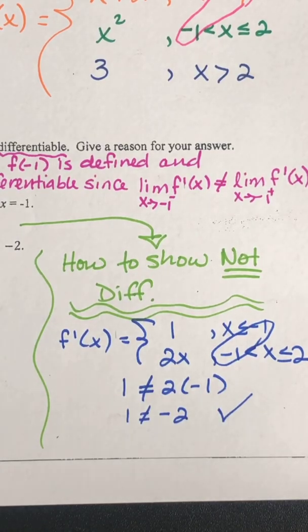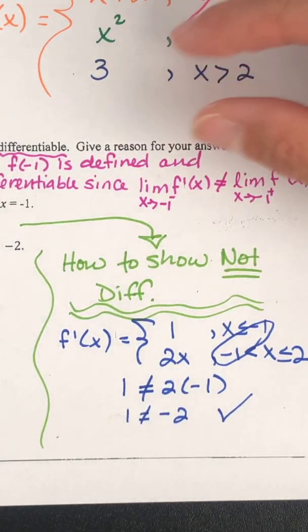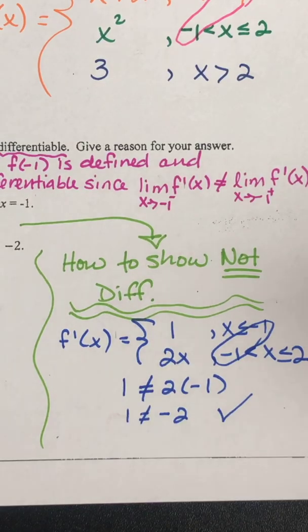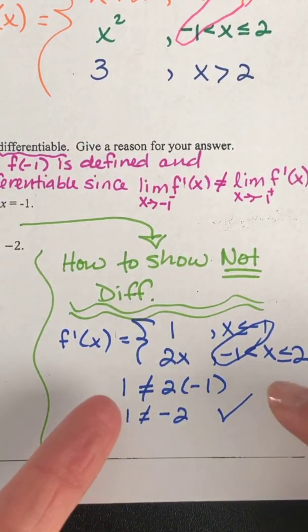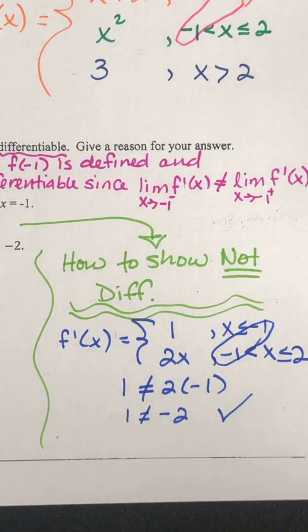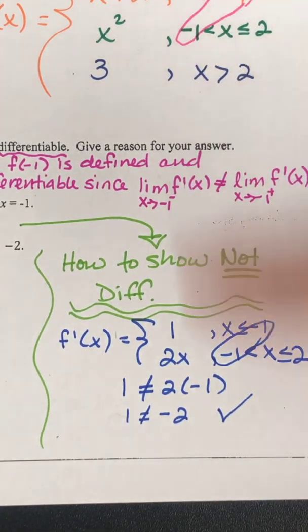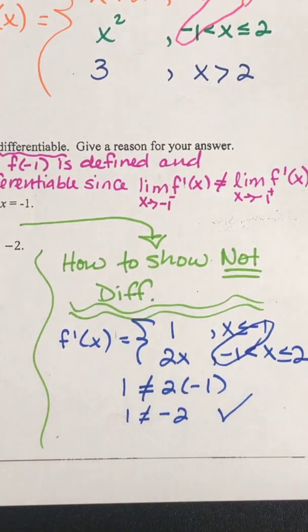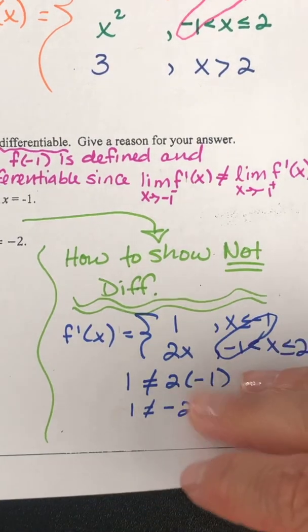So to show continuous or not continuous, you set equations equal. And to show differentiable or not differentiable, you set equations equal, but the derivative equations. Regular equations for continuous, derivative equations for differentiable.